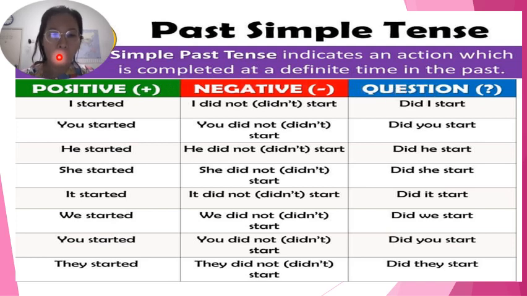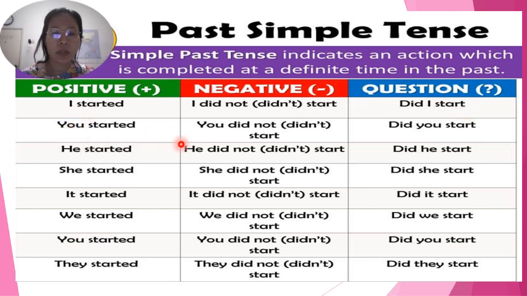For Form 1 level, you need to learn there are three types of past simple tense: positive, negative, and the question form. For the positive, I started. I did not, or I didn't, start. For the question, we put the did in the front. Did I start? When you have the verb did in the front, the verb here has no s, no ed, no ing. It will be the base form.